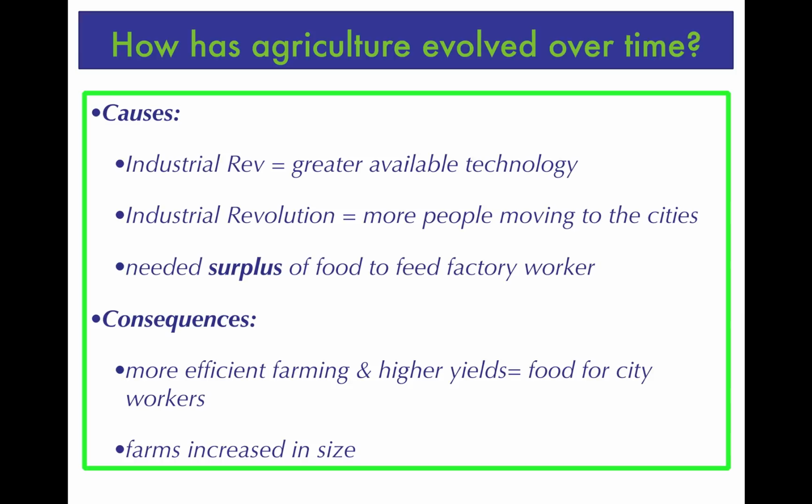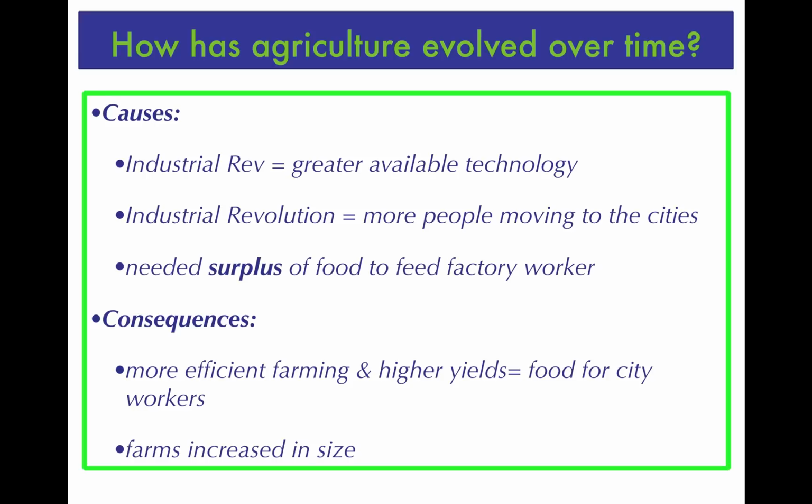factories. The consequences of the second agricultural revolution: on a more logical level, when we used greater technology and different farming techniques, we had more efficient farming and much higher yields of crops. That meant that we now had the food for the city workers. Another byproduct, another consequence, is that farms began to increase in size, because as people became more efficient with their farming, they were able to farm a much larger amount of land with the same amount of labor.